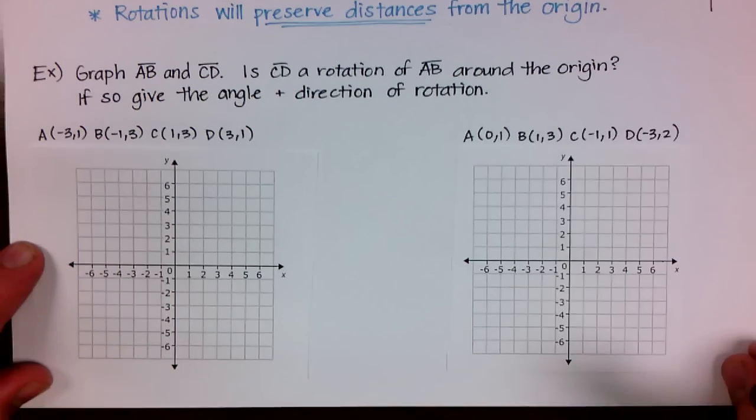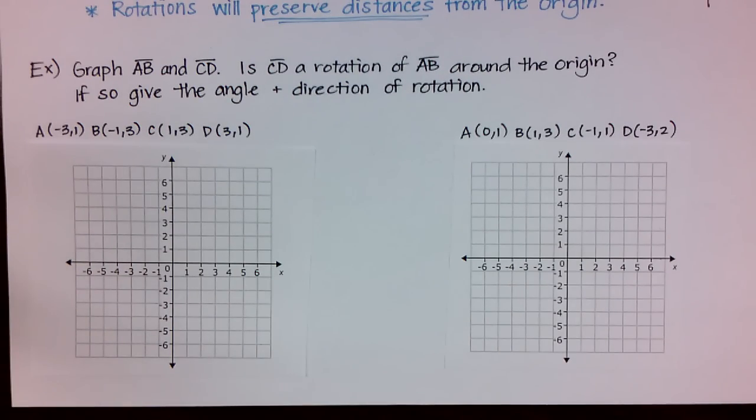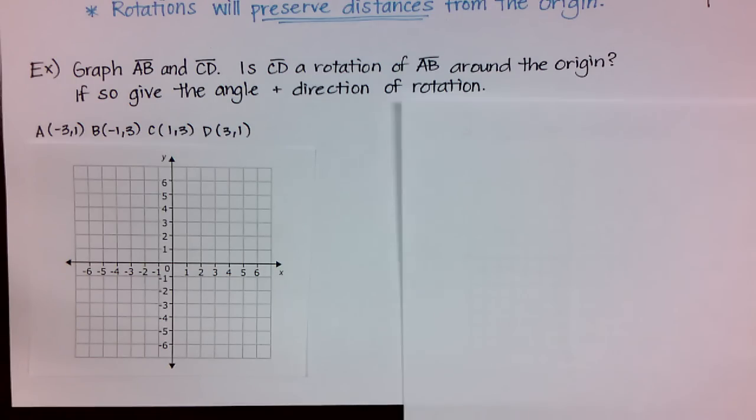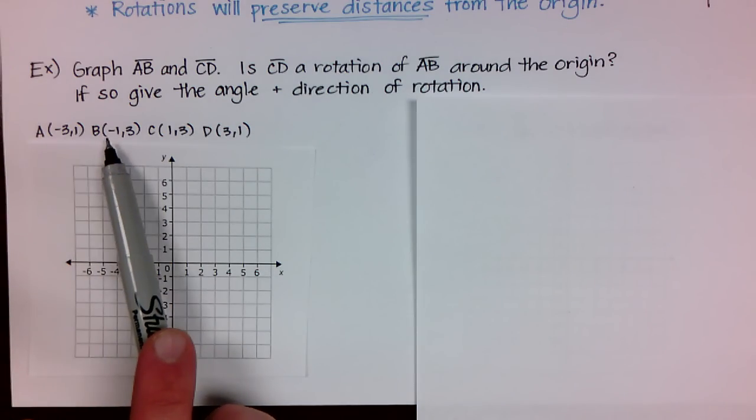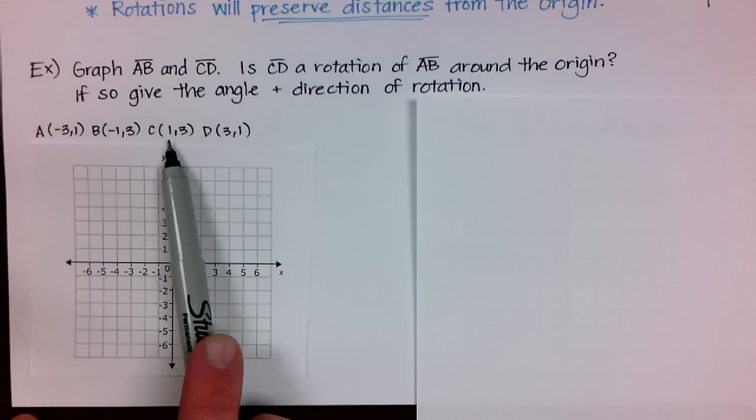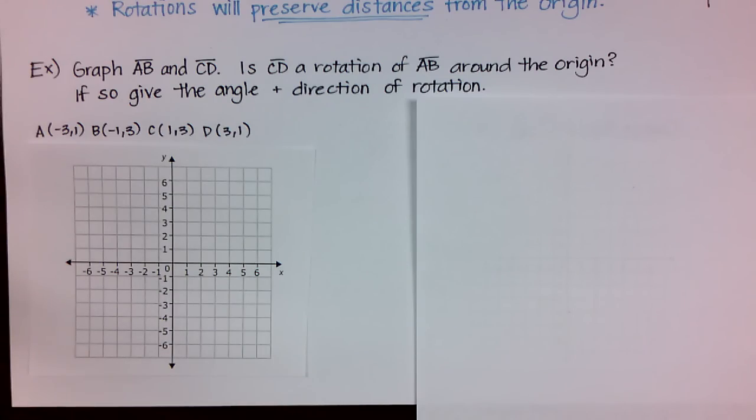So I'm going to leave us with this example. It's a two-parter. We're asked to graph line segment AB and line segment CD. And then we're asked, is CD a rotation of AB around the origin? If so, give the angle and direction of rotation. I'm going to cover up this first one just so that we don't have too much to look at. We're asked to make these two line segments, and I'm given the points right here. A is -3, 1, B is -1, 3, C is 1, 3, and D is 3, 1.